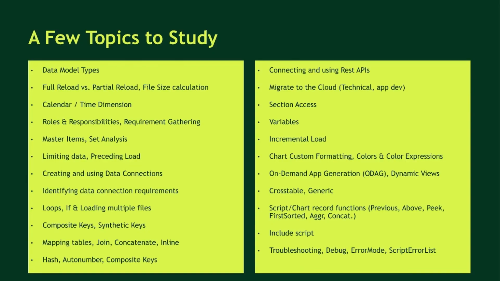Well, let's talk about some of these topics, like data model types: snowflake schema, star schema, relational database schema. How you can improve, what the advantages are, when to use one and when to use the other. This is important.